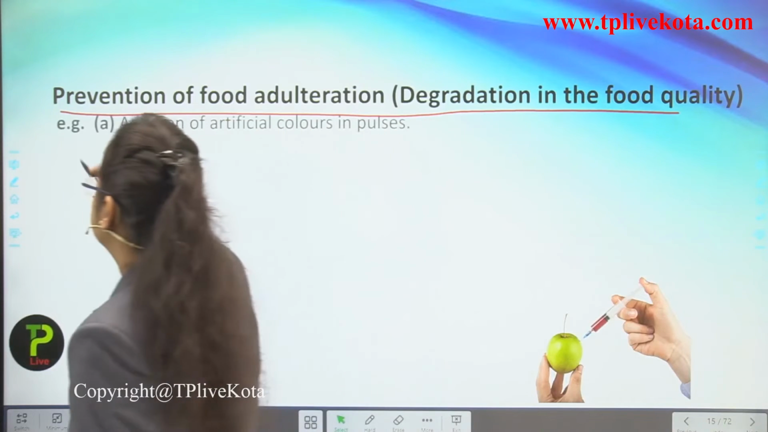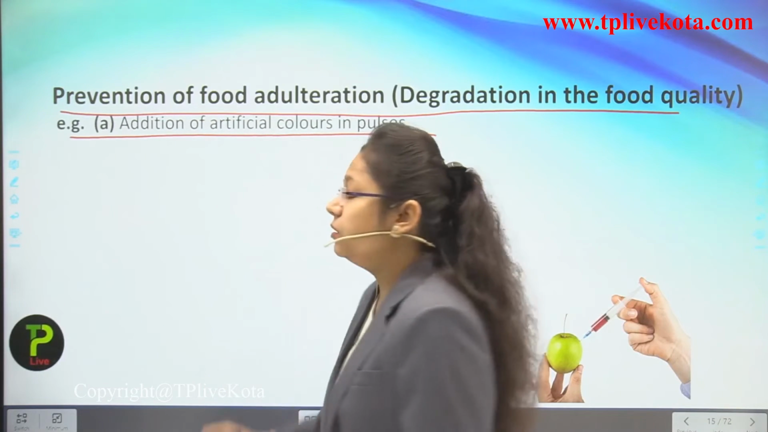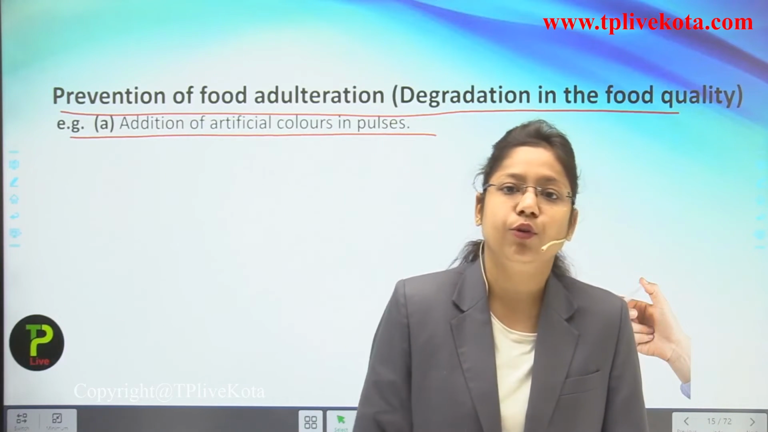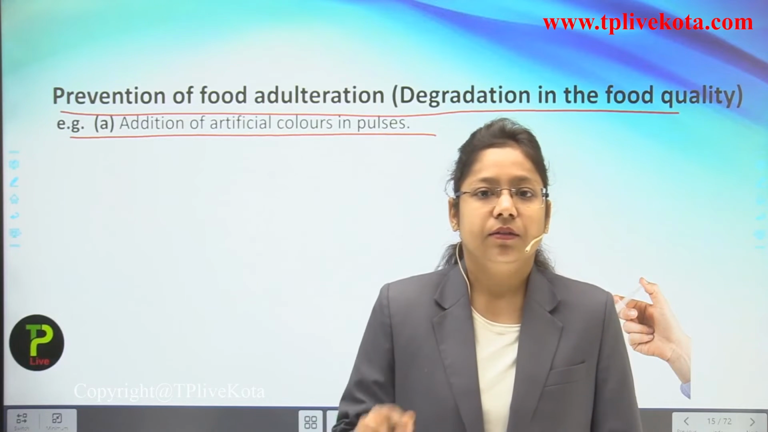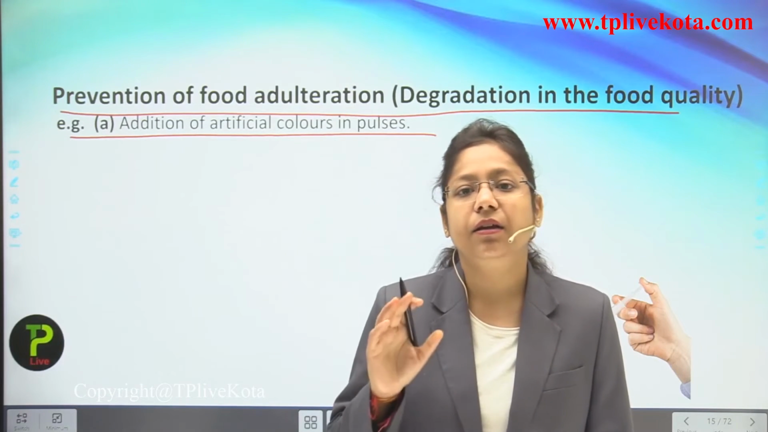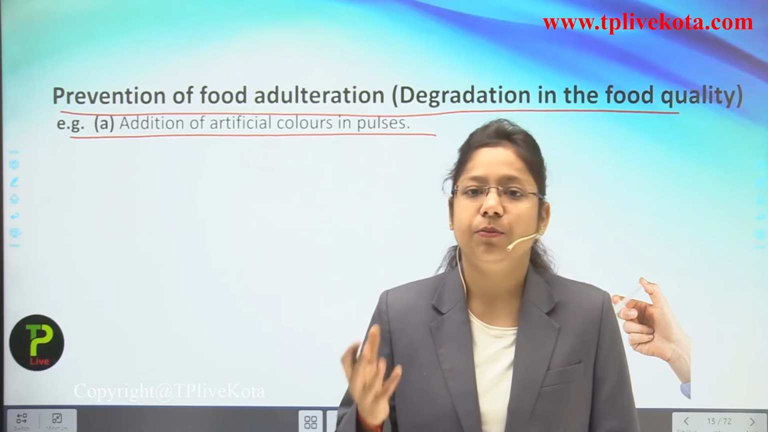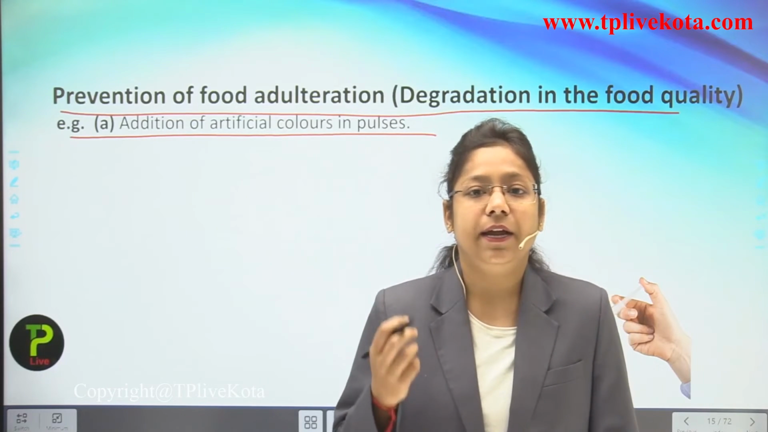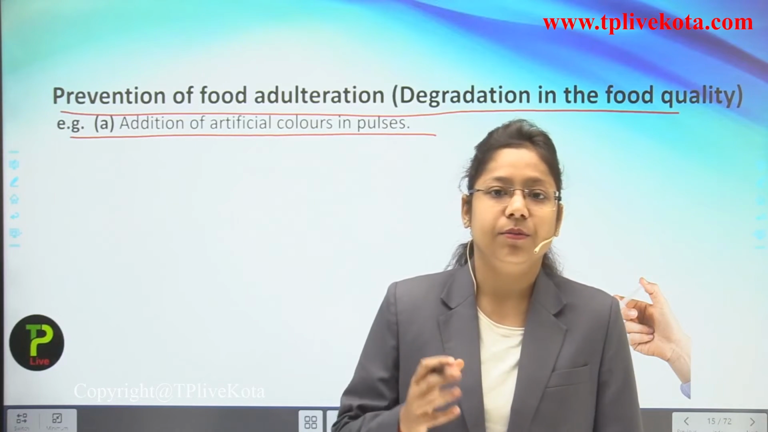Okay, so example, addition of artificial colors in pulses. This is very important. If you go to the market, you can see this thing. What they do, the shopkeepers add colors to the pulses so that we can buy them very easily. But these kind of additive flavors destroy our immune system.